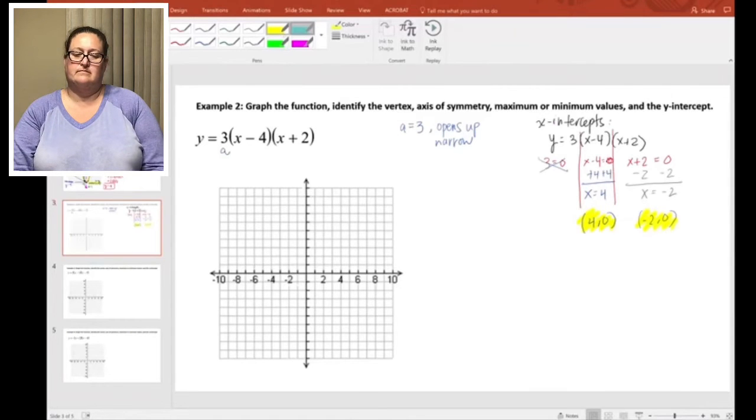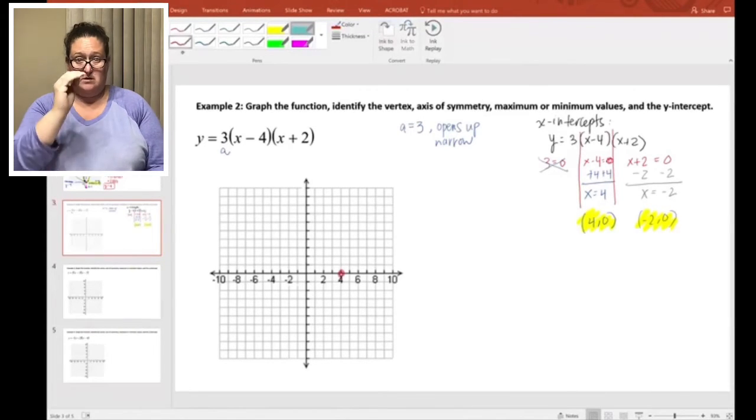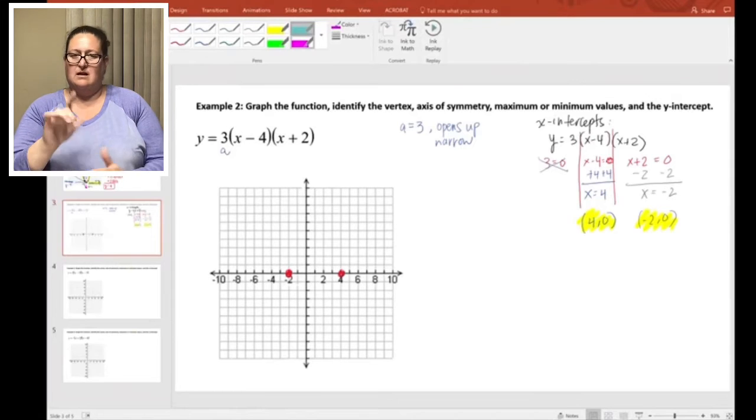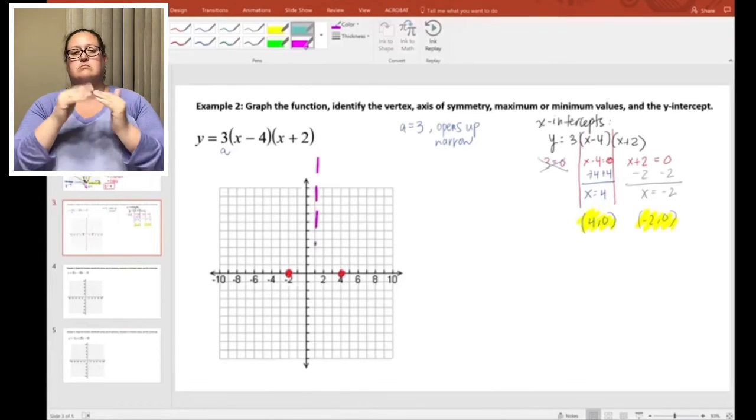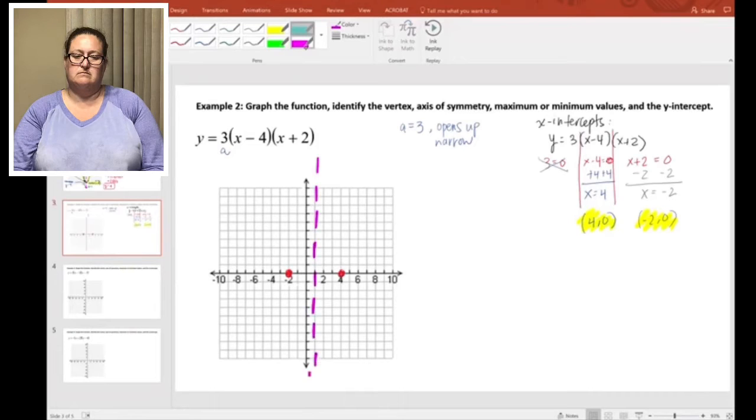Okay, class, let's go ahead and plot these points. We have a point at (4, 0) and (-2, 0). Now let's locate the middle. The number in the middle between -2 and 4 is 1. That's our axis of symmetry, which is at x equals 1.